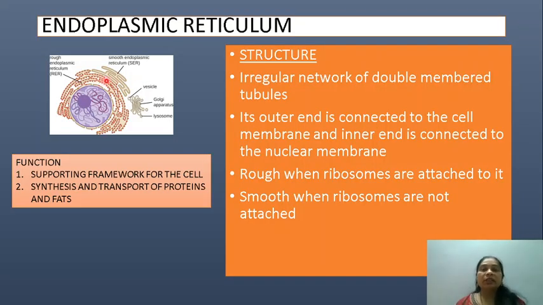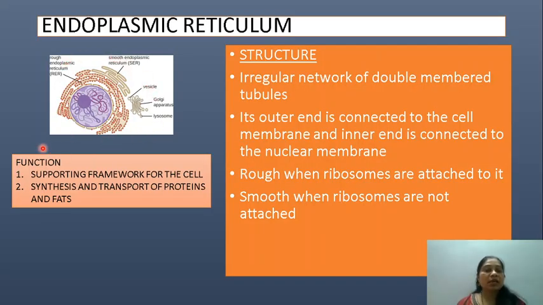Now why do we say it is an irregular network? Because there is no definite arrangement. Okay, so it is an irregular network of double membrane tubules. Why are they called tubules? Because they look like tubes inside. Now the second point, its outer end is connected to the cell membrane and the inner end is connected to the nuclear membrane. Now the outer end, this part of it, is connected to the outer cell membrane.